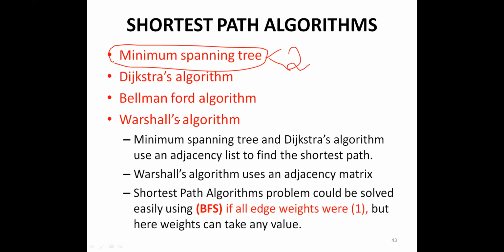And when you take a shortest path, there are two types. One we can say is single source shortest path algorithm, the other is all source shortest path algorithm. Single source is nothing but finding a shortest path from one vertex to all other remaining vertices in the graph. That is called single source shortest path algorithm.